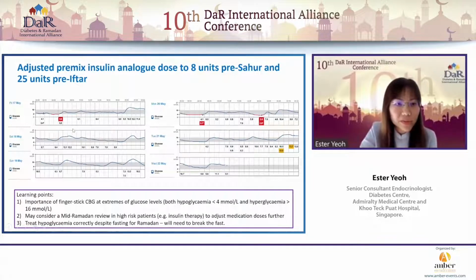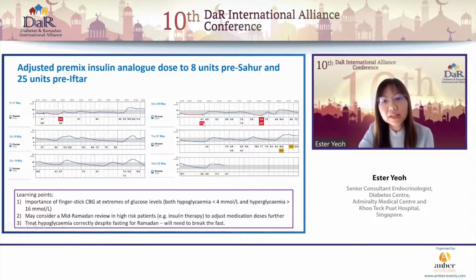Now, this is in reference to 17th of May. If you can see, Friday was 4.1 at 2 a.m., but the finger prick was 5.4. And then some further on, I think here on Monday, 20th of May, the patient felt hypoglycemic and the sensor read as 4.1, but actually he was 3.1 on finger prick.